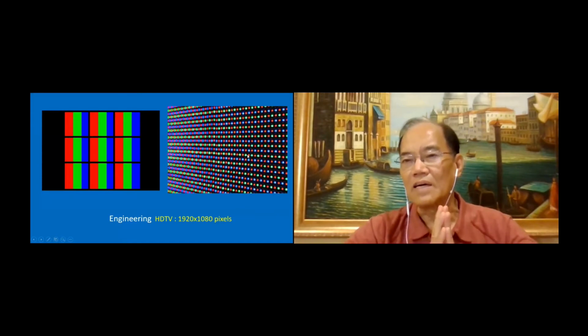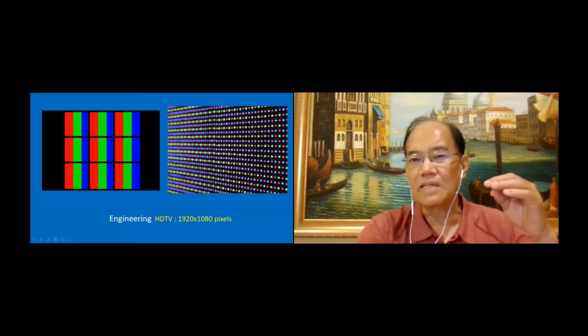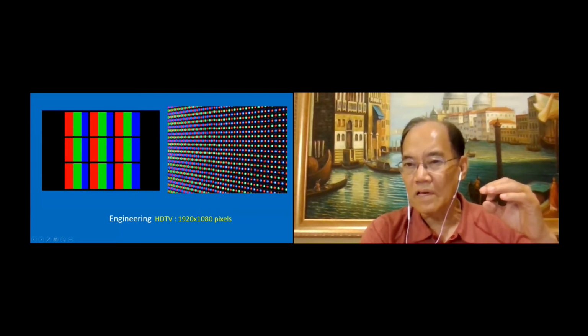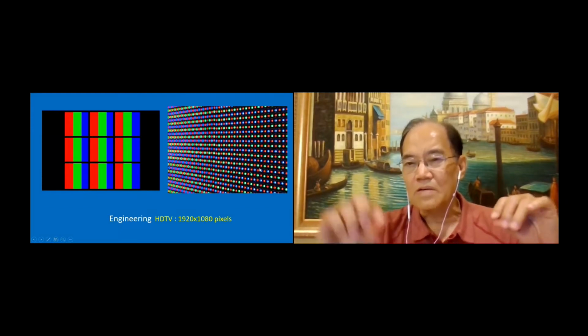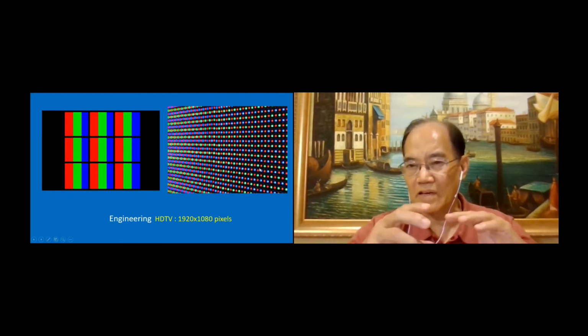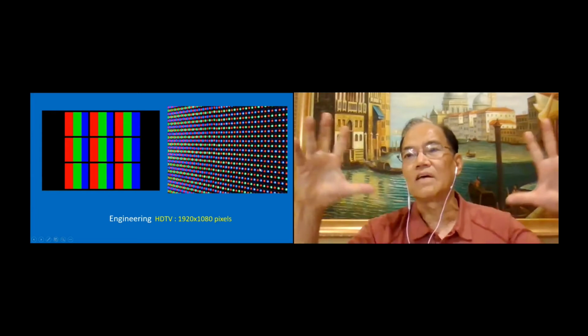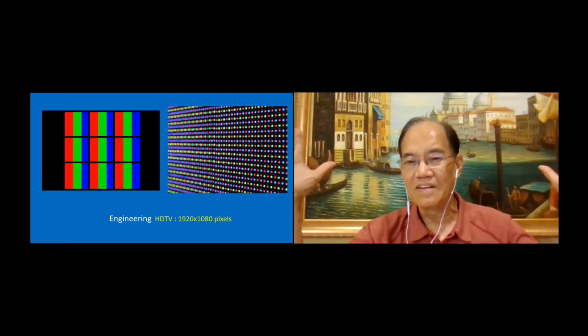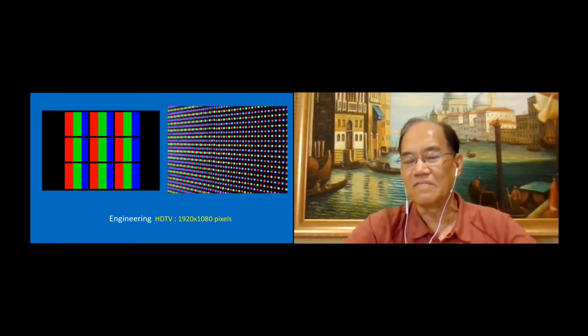Okay, so it's like an HD TV. HD TV is probably about 2 million pixels. It's 1920 times 1080 pixels. So it's like 2 million RGB pixels. When the RGB have different color combinations, they can show all the different images, different colors. So this is called HD TV.